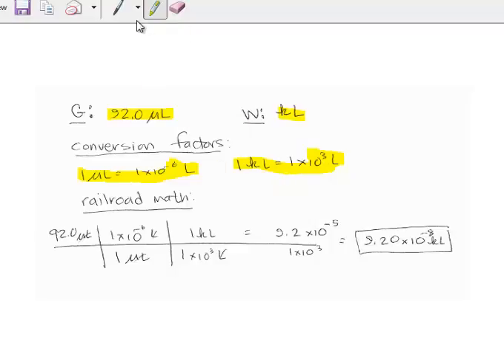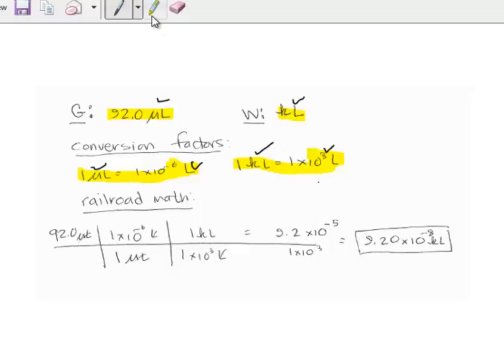And I also want to do my double unit check. Whenever we write our given and our wanted, and we write out our conversion factors, we should have 2 of every single unit. So I have microliters here, I have microliters there, 2 microliters. I have liters here, I have liters here, 2 liters. I have kiloliters here, I have kiloliters here. That double unit check makes sure we have all the conversion factors that we need to get from our given to our wanted.